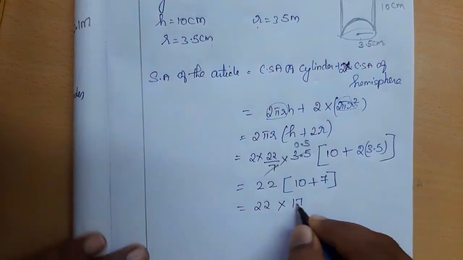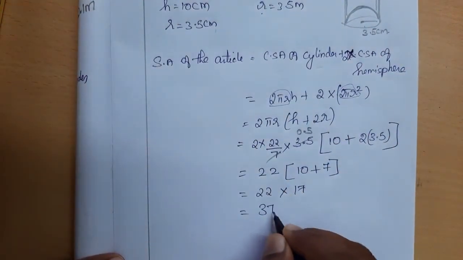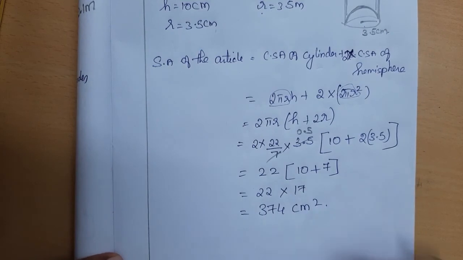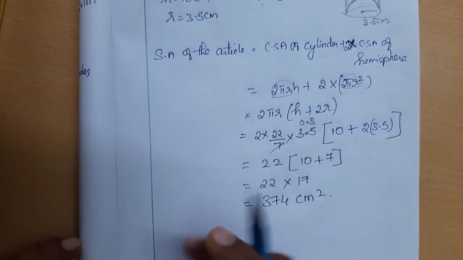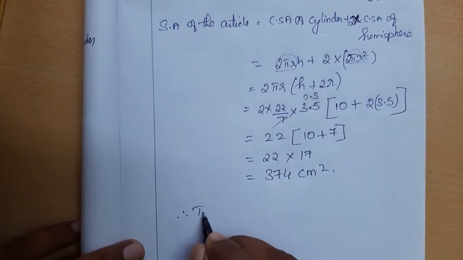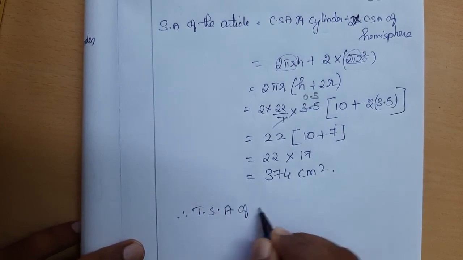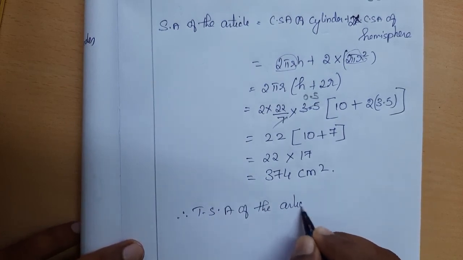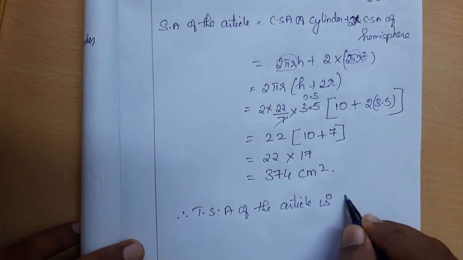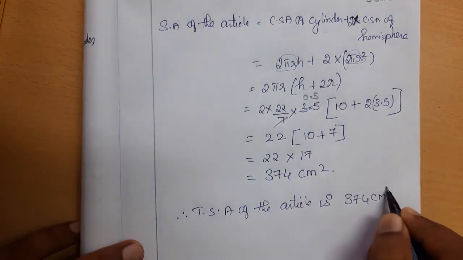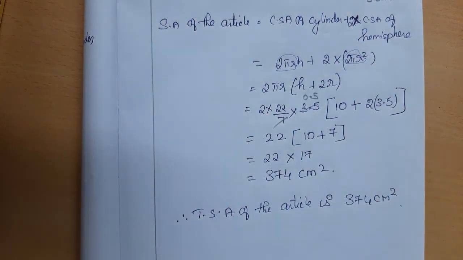22 into 17 is 374 centimeter square. So this is the surface area of the article. Therefore, the total surface area of the article is 374 centimeter square. Clear? Thank you.